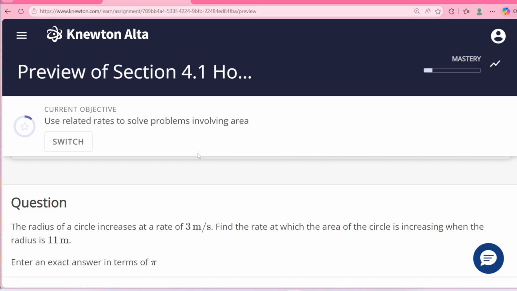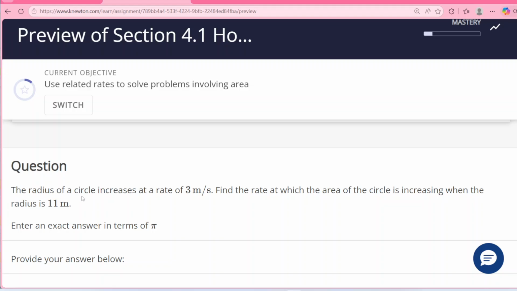So again, another area problem, but this time the radius of a circle is mentioned here, and the radius of a circle increases, right? So again, that's a positive rate of change, positive derivative when you're increasing at a rate of 3 meters per second. So we're asked to find the rate at which the area of the circle is increasing when the radius is 11 meters, right?